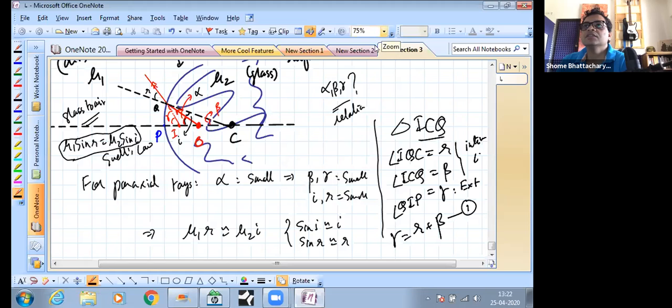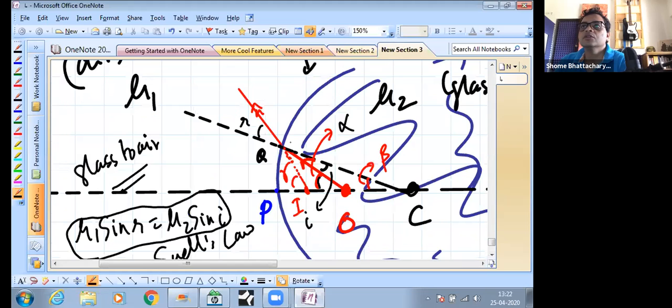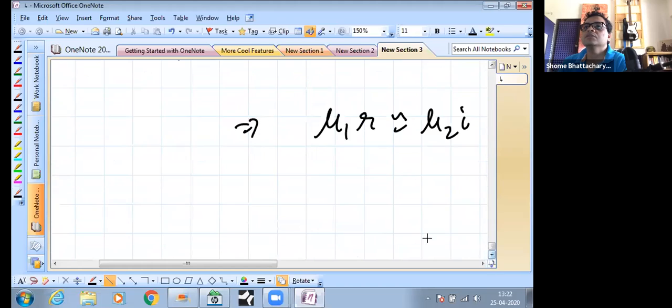So I'll just magnify this and help you understand what I'm doing. I'm considering this larger triangle ICQ, so just follow my cursor. In this triangle ICQ, you can see that this angle over here is the angle between the normal and the refracted ray produced back. So that is nothing but this angle R. And this angle I have already labeled as beta. And this angle is the exterior angle. So gamma is equal to this angle, which is R, plus this angle, which is beta. That's how I get the relation that gamma is equal to R plus beta.